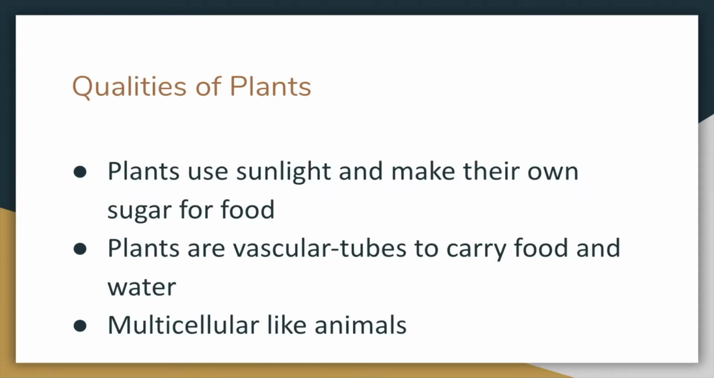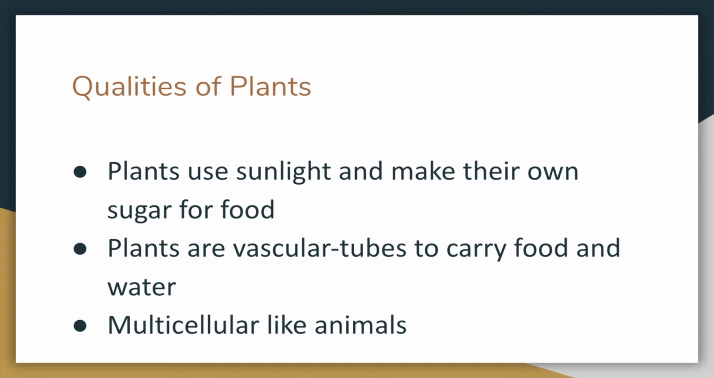So on your notes, remember for qualities of plants, just the first note is plants use blank, water, and blank to make food. I see in the first section it says plants use sunlight, water, and carbon dioxide to make food. And just like animals, plants are multicellular. The one difference that we see is that plants are able to feed themselves, whereas animals are not.